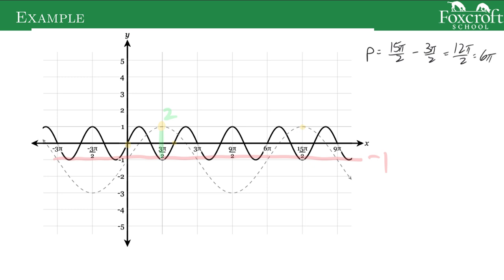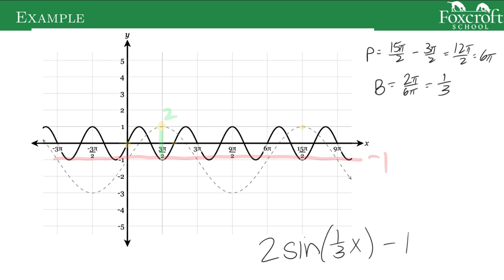So my period is 6 pi, but that's not what goes in the formula, because the formula is 2 pi divided by that, which is 1/3. So my final answer is going to be amplitude sine bx, so 2 sine of 1/3 x, midline -1. If you can identify each of those three parts, just put them in the correct place in your formula.